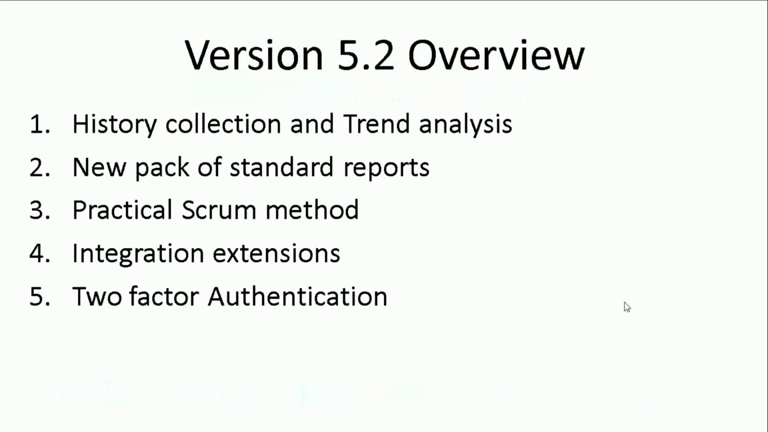So the new version 5.2 includes 5 new areas of extended functionality. The first is history collection and trend analysis. Second is a new pack of standard reports. Third, practical Scrum method. Fourth, integration extensions, and fifth, two-factor authentication.